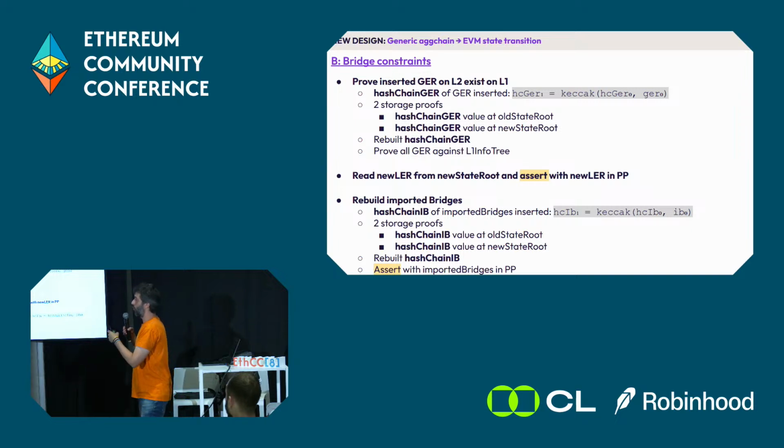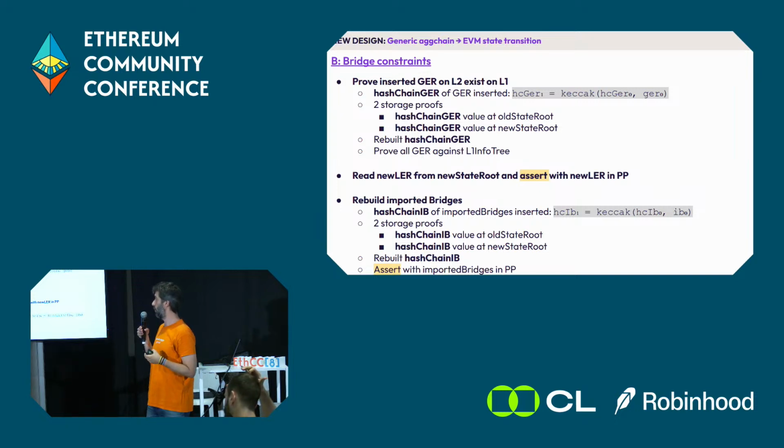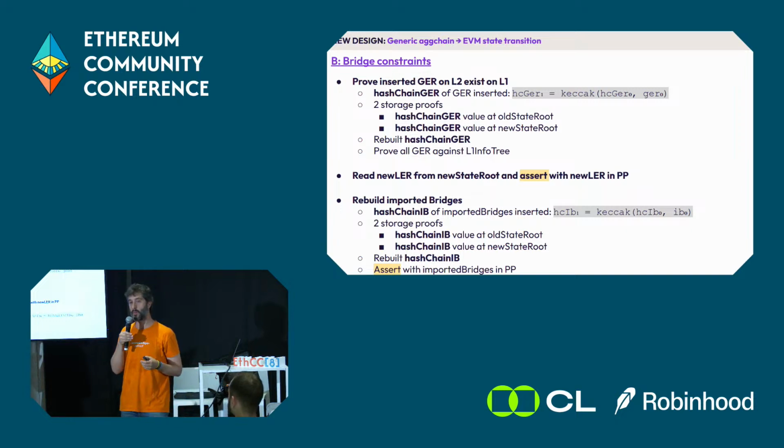And then we do exactly the same with the imported bridges. The imported bridges work exactly the same as the global exit route. We just do a hash chain with 2 storage proofs.